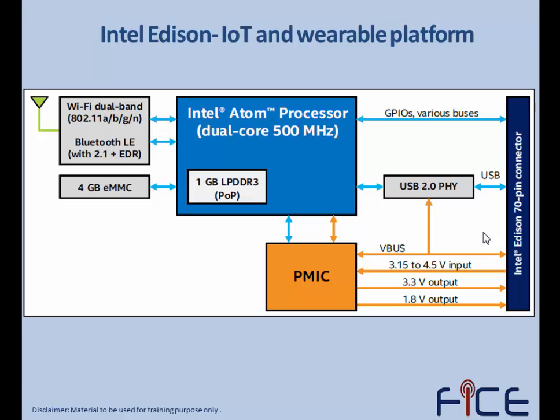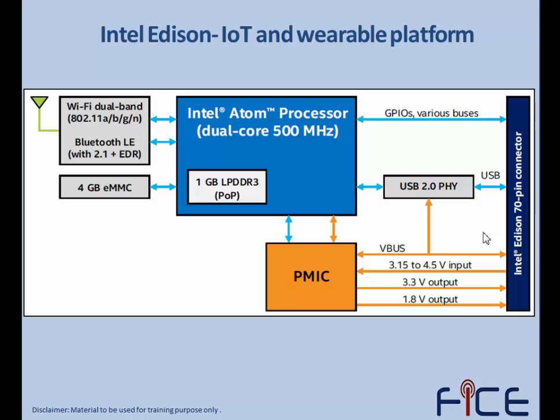And it has an Intel Edison 17-pin connector that will help you to connect with any breakout boards. So you require a 17-pin connector breakout board to work with the Intel Edison platform. And its market segment is IoT and wearable devices, because for most IoT applications we require a device that has a smaller form factor, as well as inbuilt Bluetooth and Wi-Fi capabilities.